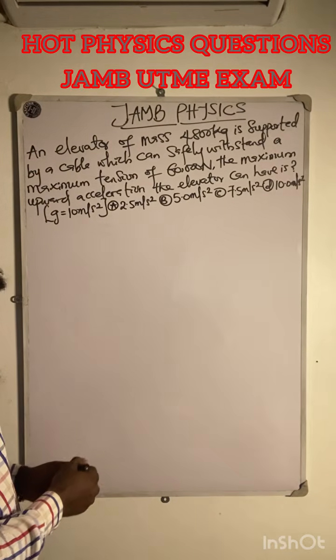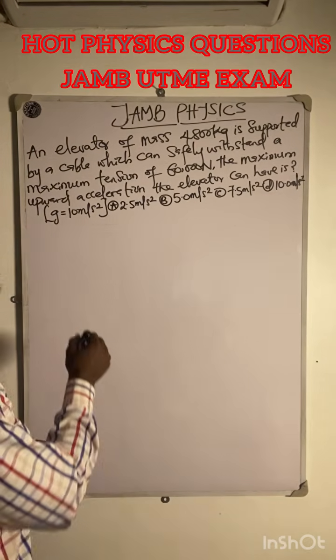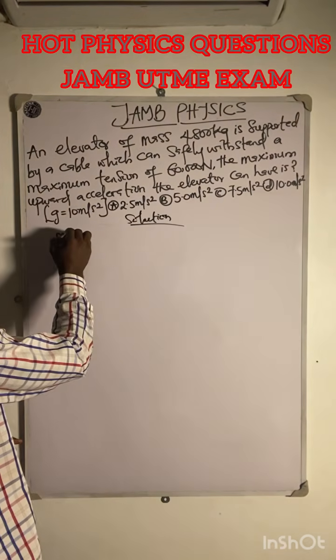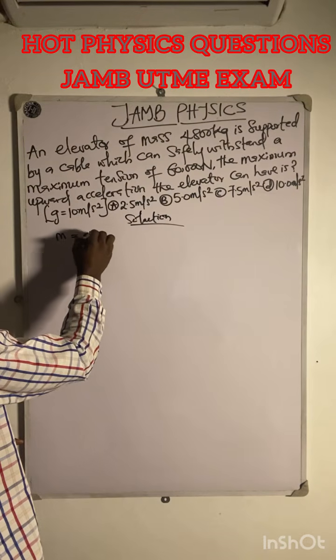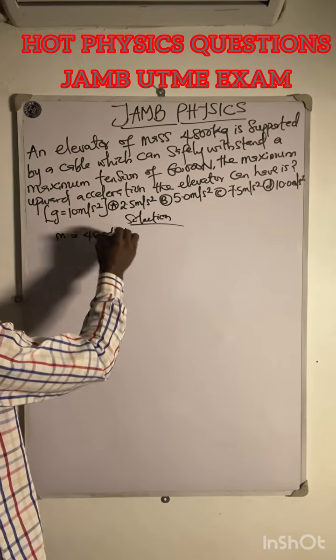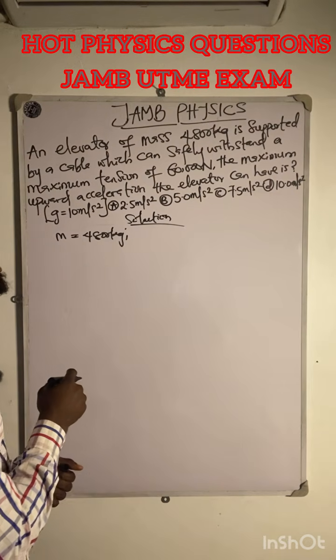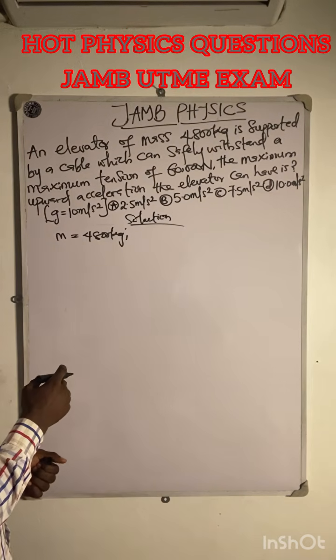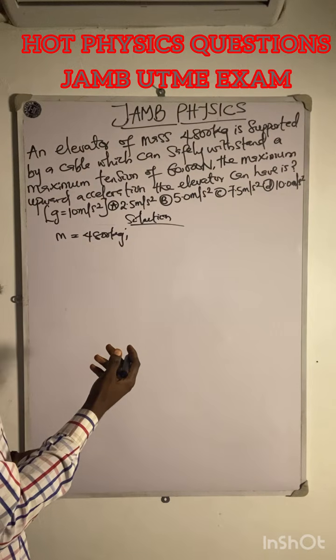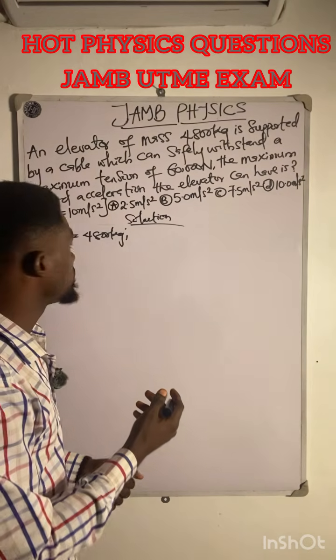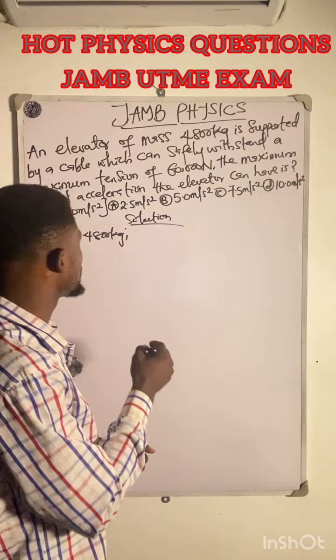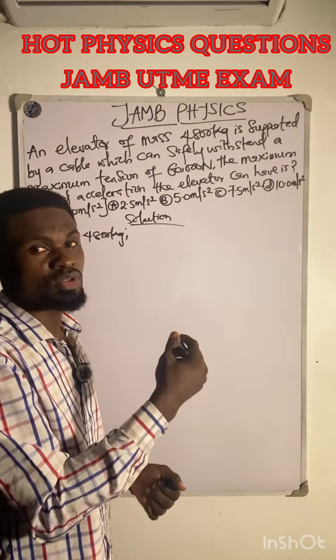An elevator of mass 4,800 kg is supported by a cable which can safely withstand a maximum tension of 60,000 Newton. When you say tension, tension is a measurement of a force.